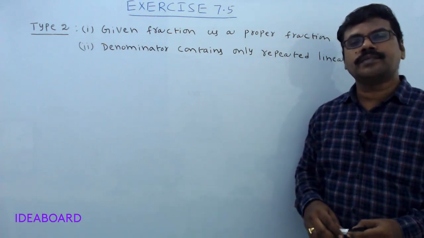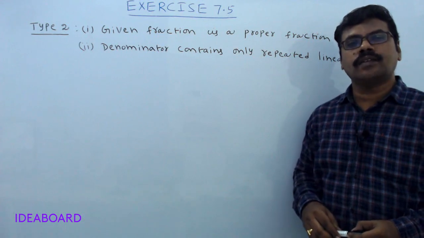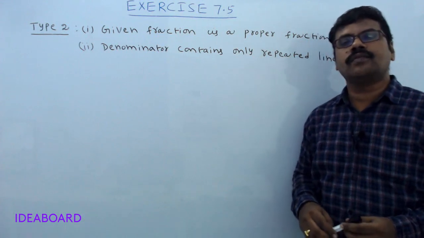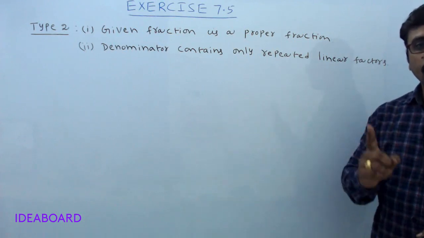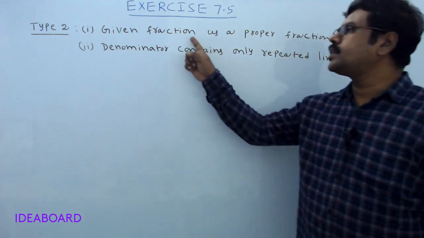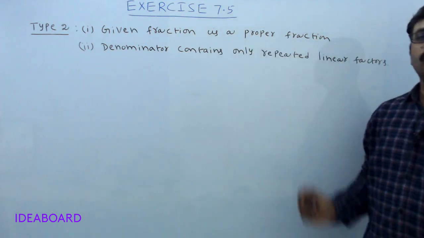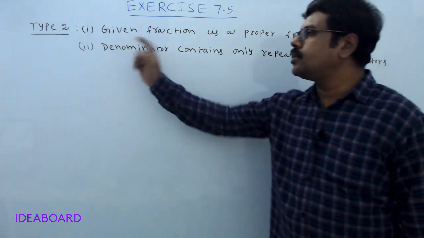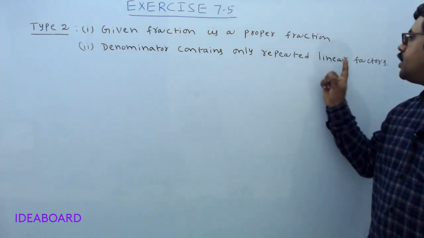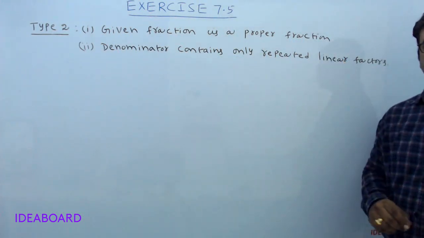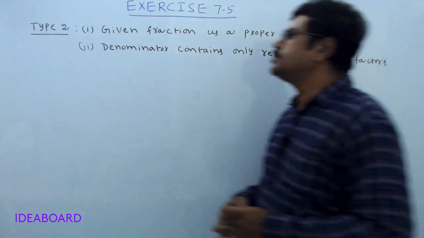Today I am going to explain type 2 partial fractions. Type 2 partial fractions means it satisfies two conditions. Condition number 1, the given fraction is a proper fraction. Condition number 2, the denominator contains only repeated linear factors. Now first see an example.